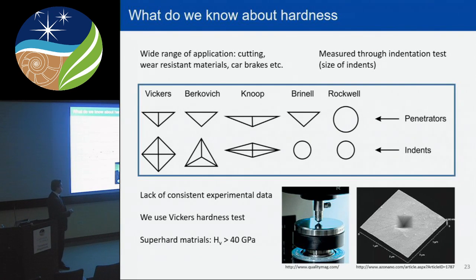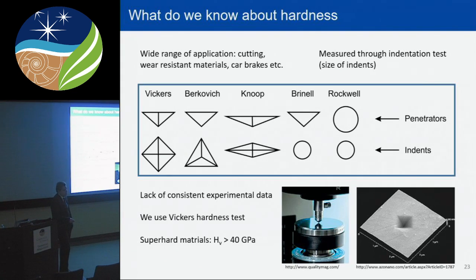The softer your material is, the larger the indent you will have. If your material is harder, you will see a smaller indent. We just decided to stick to Vickers hardness simply because there is more experimental data on that. The difficulty with hardness is simply that there are different ways to measure it, at least 5 of them listed here. But unfortunately, you cannot directly convert one scale to another scale.